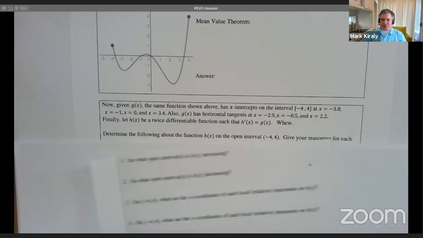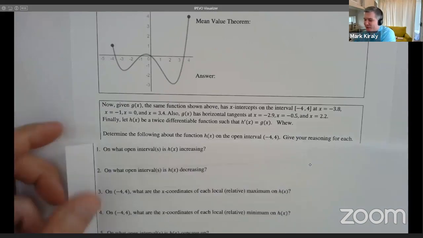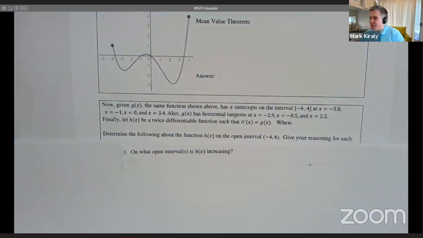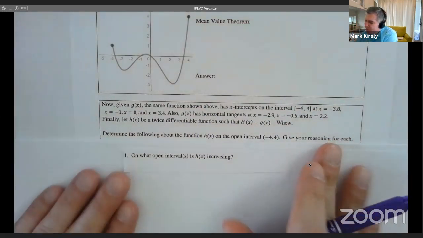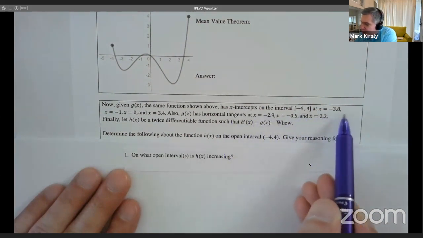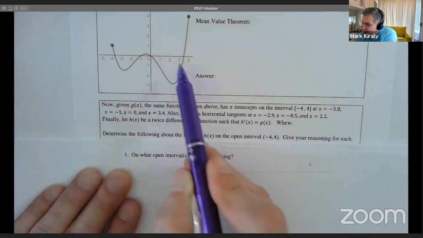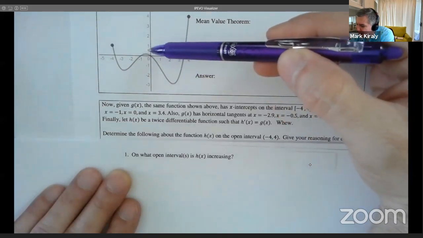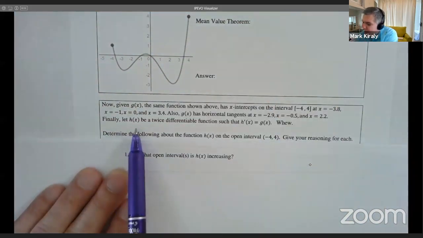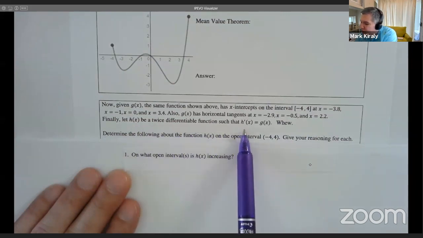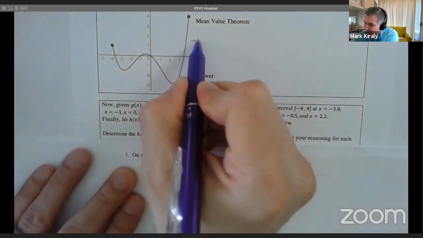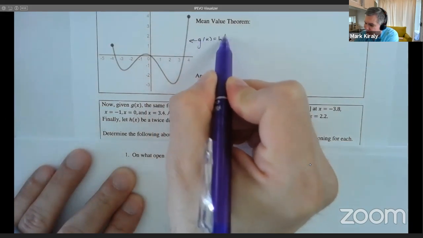I know how to work physical. So these little tear-offs are so I can work underneath them. I pre-cut them. Now we're giving you some more information, because don't we all love to have more to do? It says, now given the same function shown above, it has x-intercepts on the interval -4 to 4 at x equals -3.8, -1, 0, and 3.4. Also, g of x has horizontal tangents at -2.9, -5/10, and 2 2/10. Finally, let h of x be a twice differentiable function such that h prime of x equals g of x. Okay. All that information. So this is now g of x, but it's also h prime.